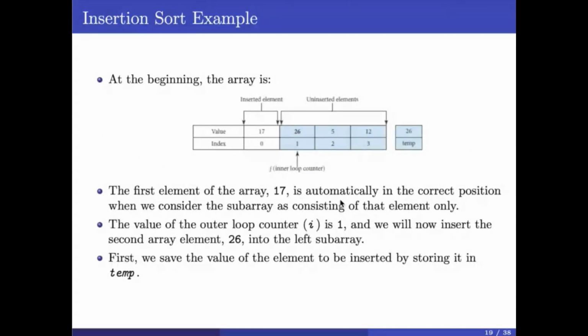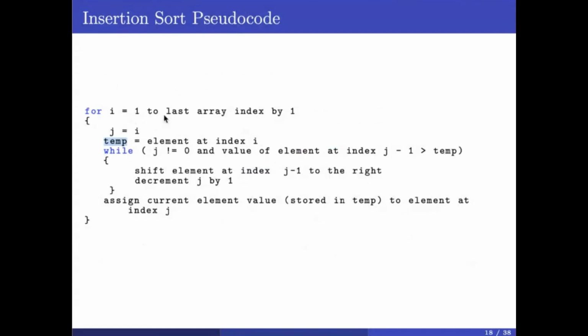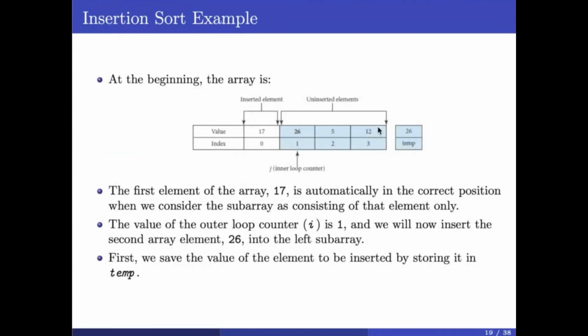So at the beginning, we have i and j. We have this array, all the elements that we need to sort. Remember, at the beginning we start from 1, which means we assume that the first element is already sorted. So the loop starts with i equal to 1, 2, 3. I need to find the best position or location to store the value 26 in the left subarray. So the first item is sorted.